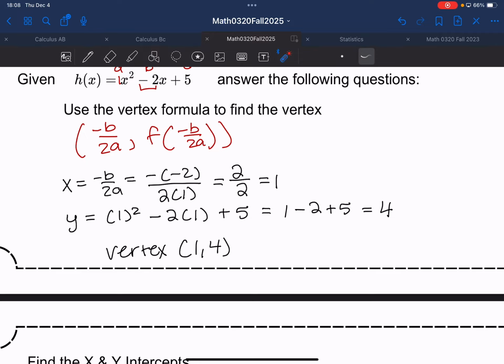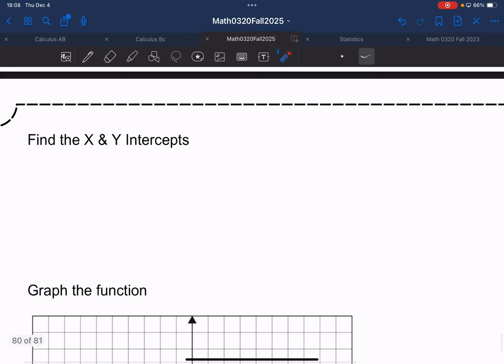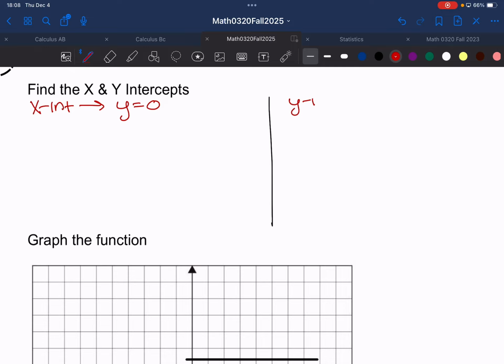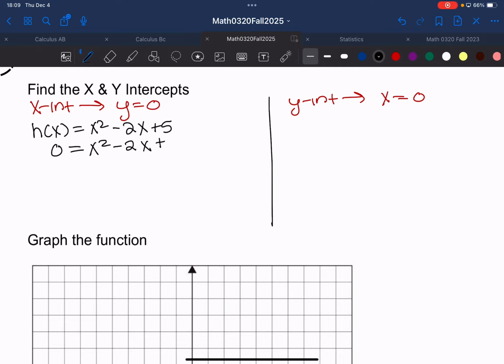So still on this same problem, we found the vertex using that vertex formula. Now it wants us to find the x and y intercepts. So we're going to do that exactly the same. For the x-intercepts, we plug in 0 for y. For the y-intercepts, we plug in 0 for x. And we always use that standard form. So I have h of x is equal to x squared minus 2x plus 5. I just brought down the equation from the top. And since we're finding x-intercepts, we set y equal to 0. Anytime we see f of x, h of x, g of x, that's y. So we just say 0 is equal to x squared minus 2x plus 5.